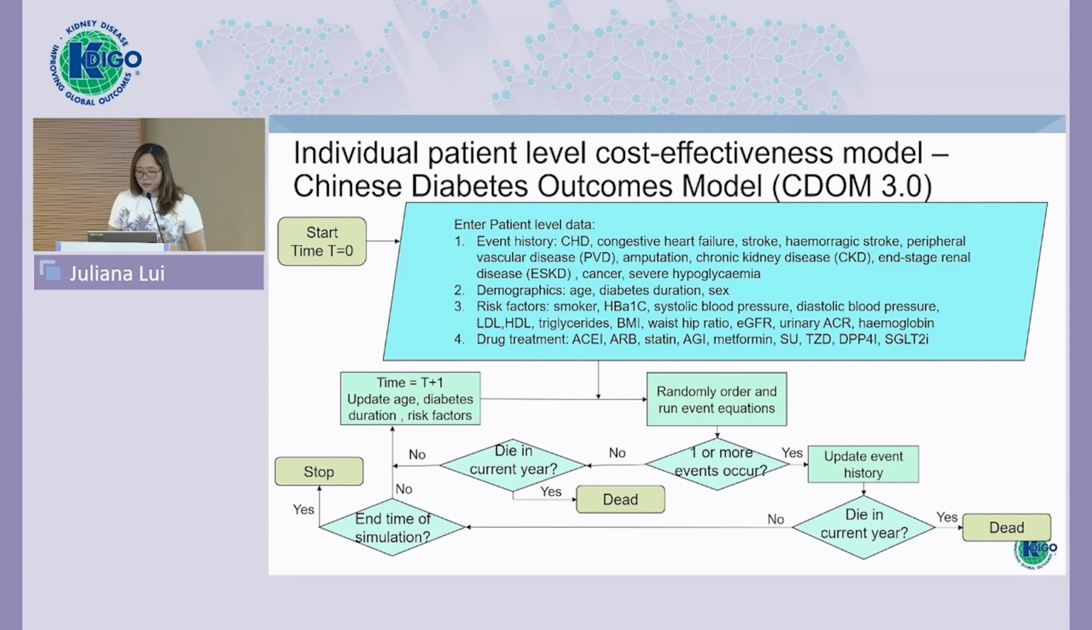Patients would then be simulated by a yearly cycle until the end of the specified cycle years or when they are dead. In each year, we would randomly order our risk equations for each event and run the risk equations. The events would then be simulated, and we would update the patient event history, age, diabetes duration, and risk factors in each cycle. If the events led to the death of a patient in the simulated year, then we would exit the simulation.